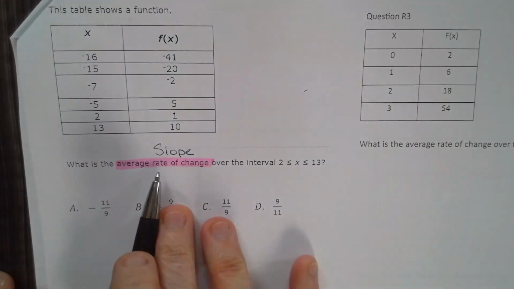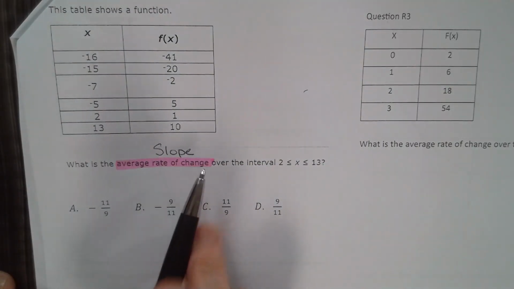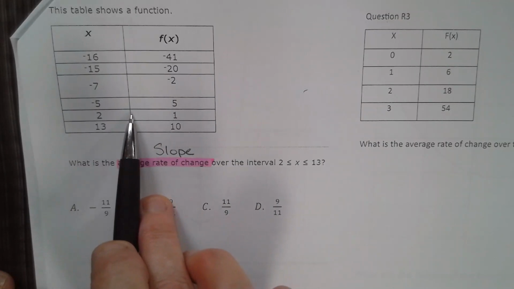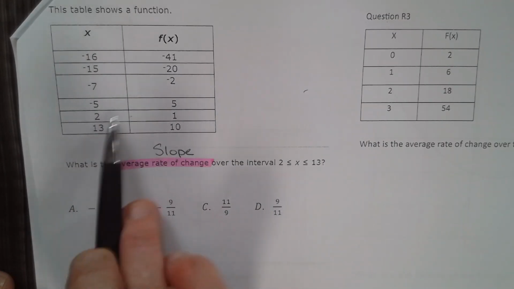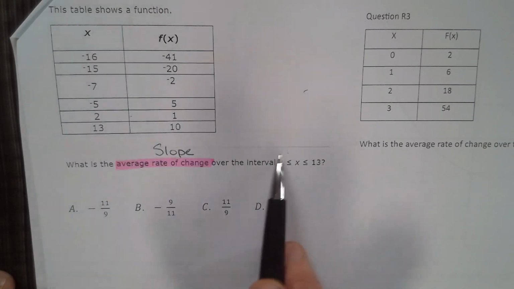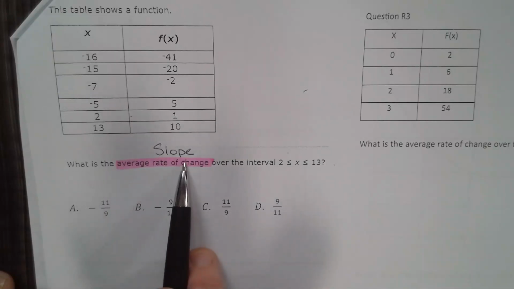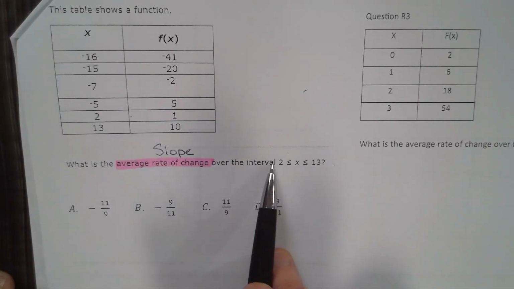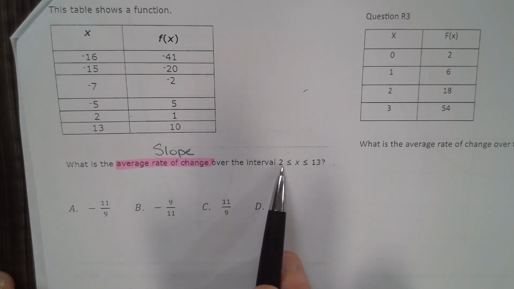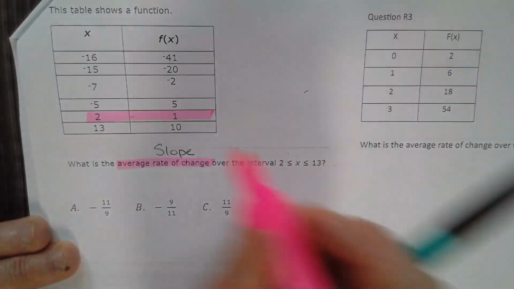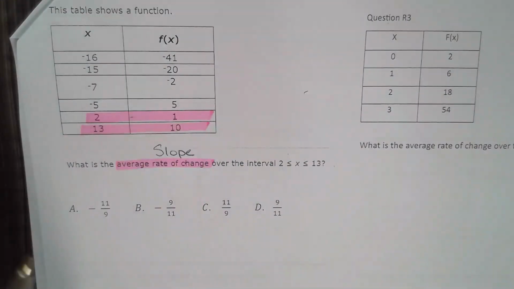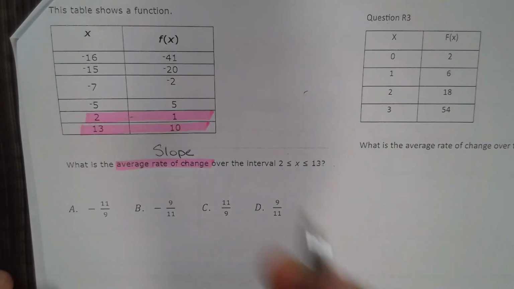Average rate of change is the same calculation as slope. The reason why they call it the average rate of change is because when we have a function that is not linear, the slope is different at different places on the graph. So they actually have to specify an interval for us to find the average rate of change or the average slope. So they have specified that we want the slope where x is 2, that's here, and x is 13, that's here. So they've specified my ordered pairs.